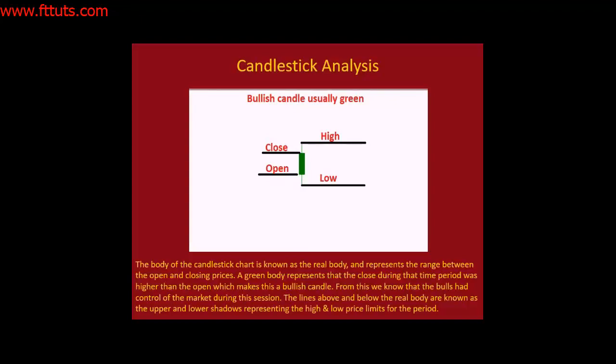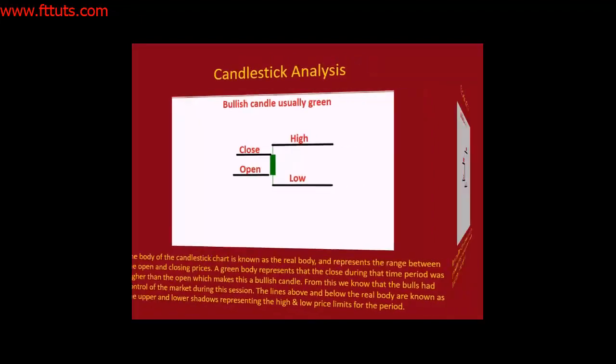The body of the candlestick chart is known as the real body and represents the range between the open and closing prices. A green body represents that the close during that time period was higher than the open, which makes this a bullish candle. From this, we know that the bulls had control of the market during this session. The lines above and below the real body are known as the upper and lower shadows, representing the high and low price limits for the period.